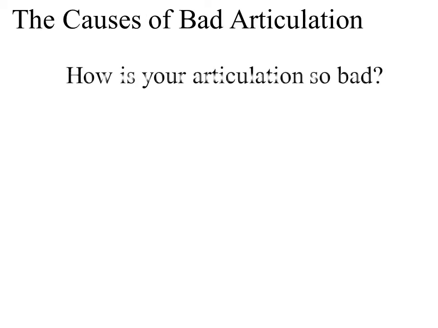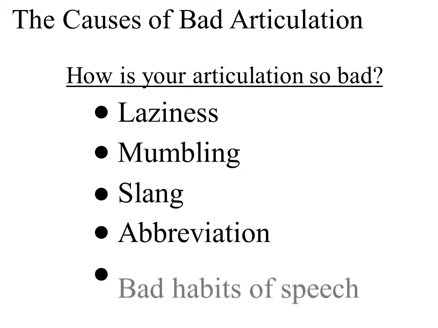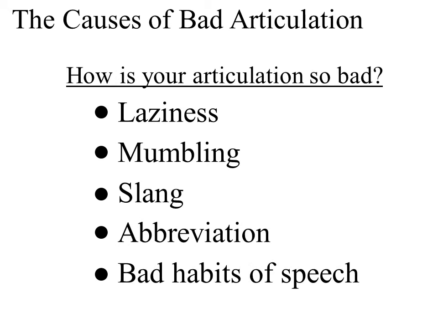The cause of bad articulation. How is your articulation so bad? Laziness, mumbling, slang, abbreviation, bad habits of speech. Bad articulation comes from people being lazy when it comes to speaking. That's why you might run into people that always mumble or use slang instead of talking clearly, like speaking from the sides or the corners of their mouth.